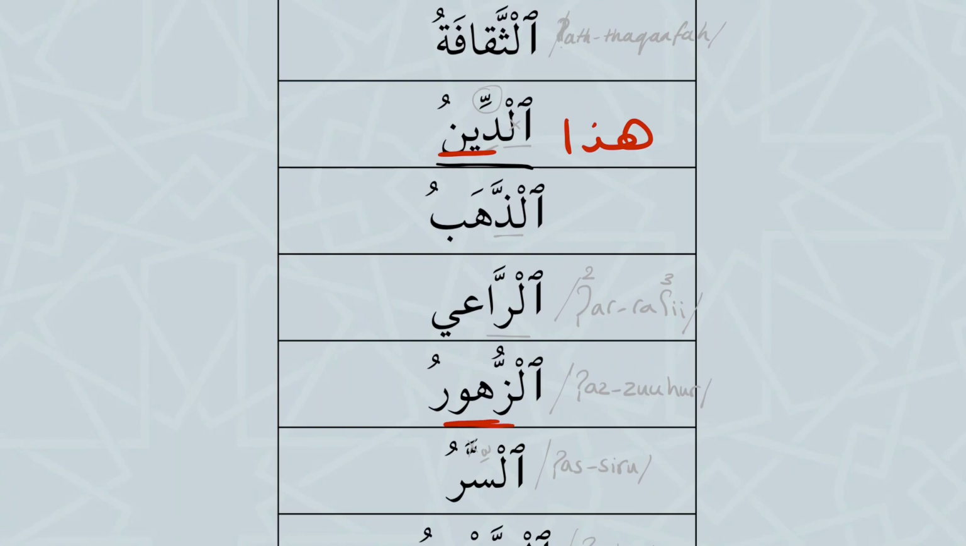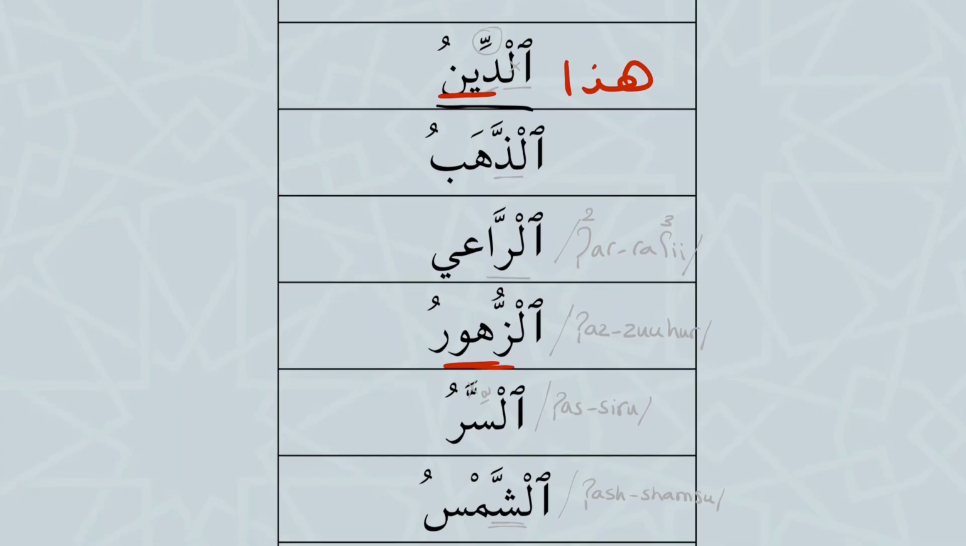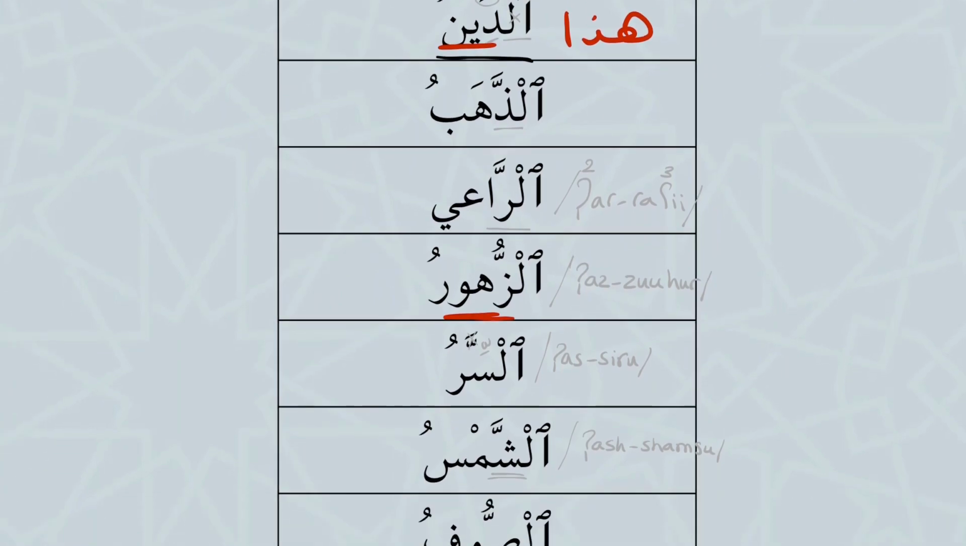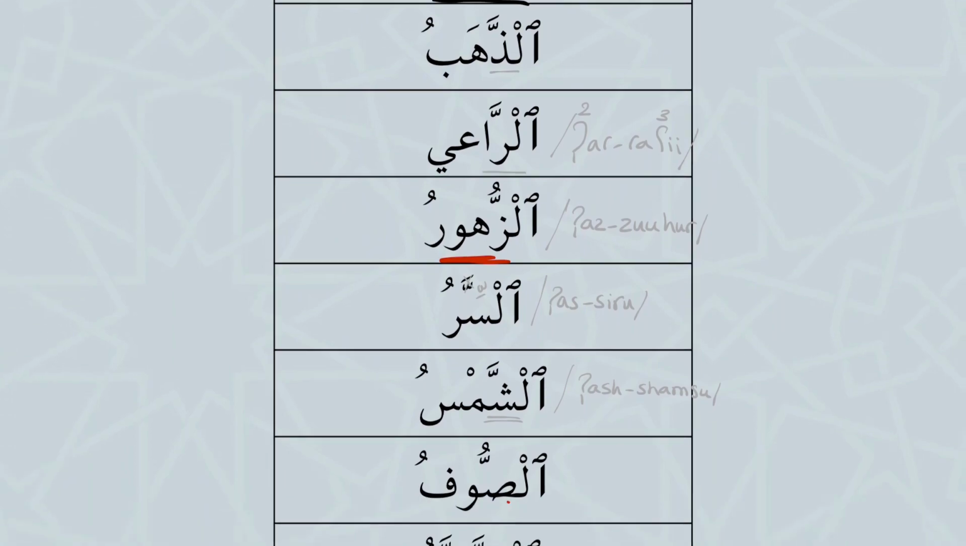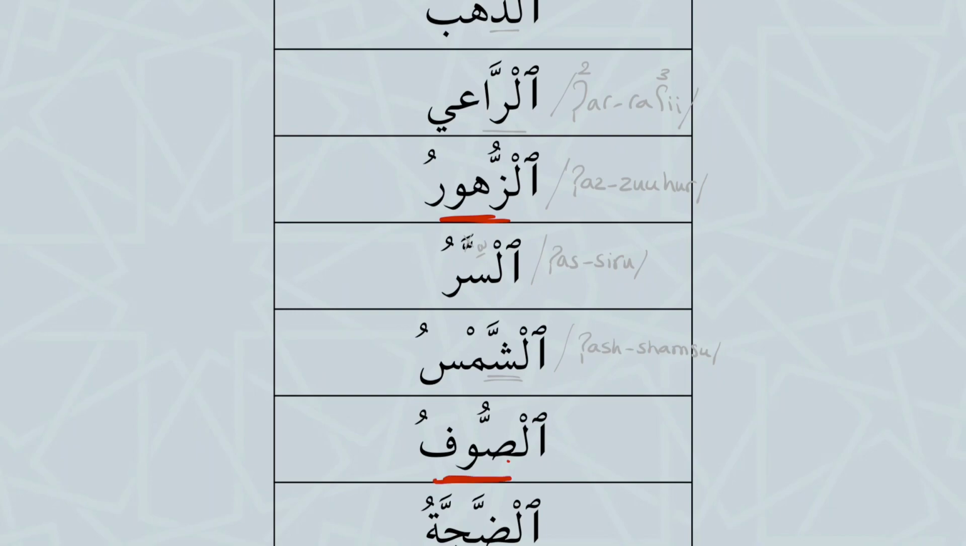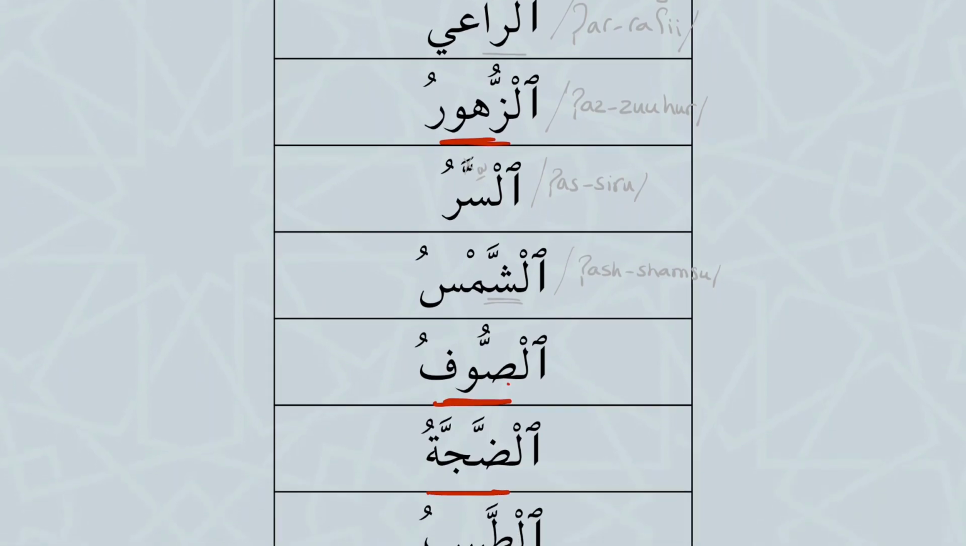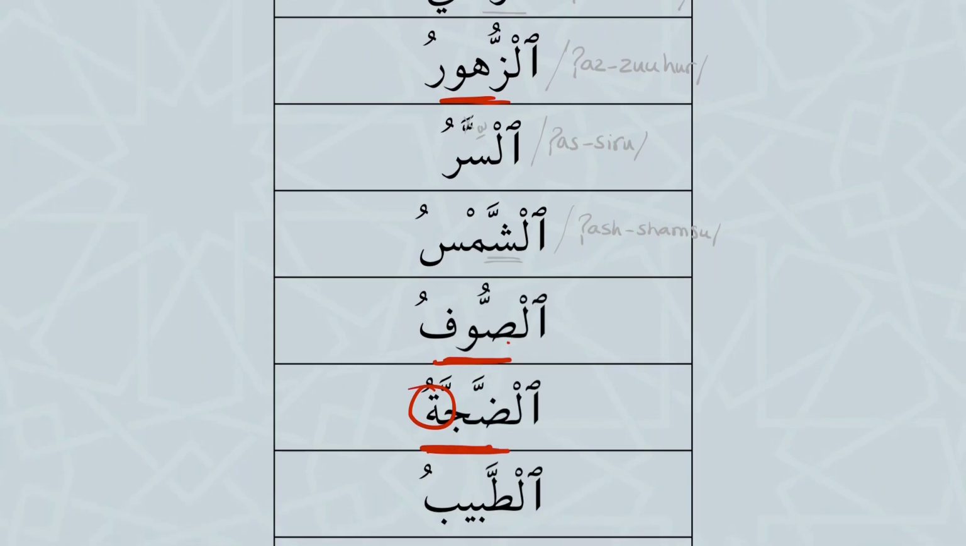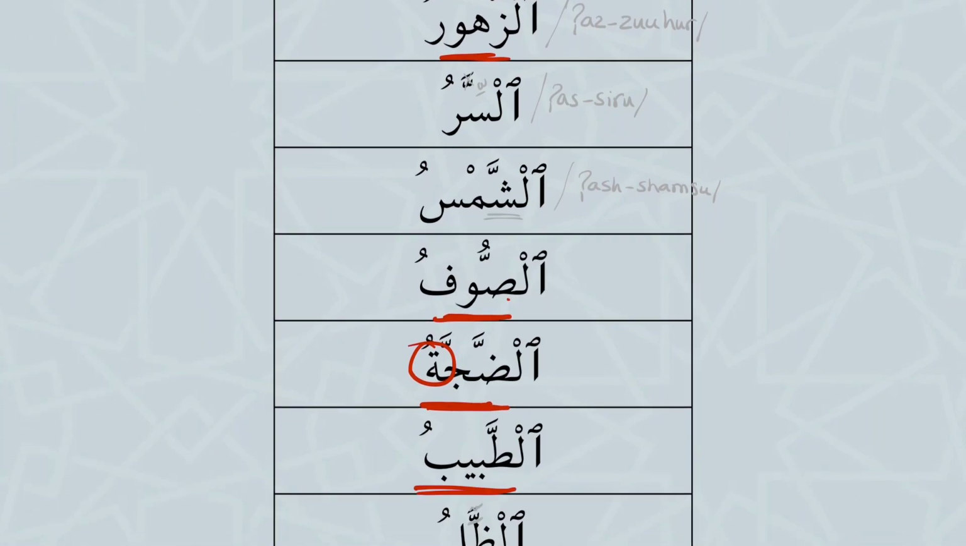الزهور. هذا السر. هذه الشمس. Of course, I'm using هذه and هذا because feminine and masculine. هذا الصوف. هذه الضجة. Notice هذه feminine, تاء مربوطة. هذا الطبيب. And if it was الطبيبة, I would say هذه الطبيبة.